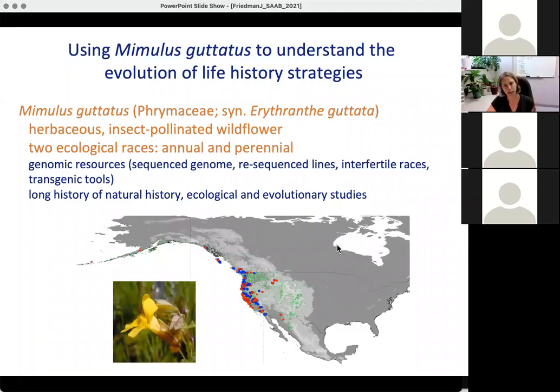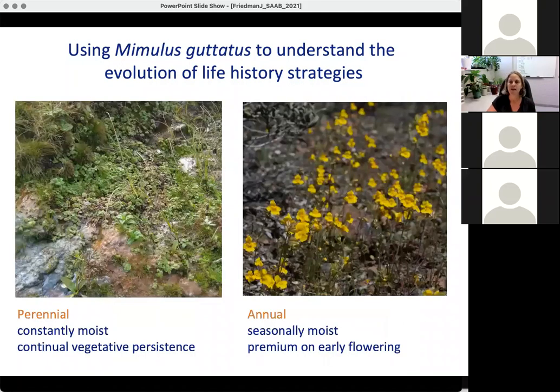And so instead of sorting out by some large scale gradient, the ecotypes sort out at a much smaller scale based on water availability. So the perennials, which I show in the left here, occur in environments that stay wet year round. So rivers, lake margins, coastal regions, where the continual water facilitates a vegetative persistent throughout summer and into autumn. In contrast, the annuals occur in environments that dry out seasonally. So these could be just upslope of the perennials, but they're in seeps that are fed by snowmelt, for example.